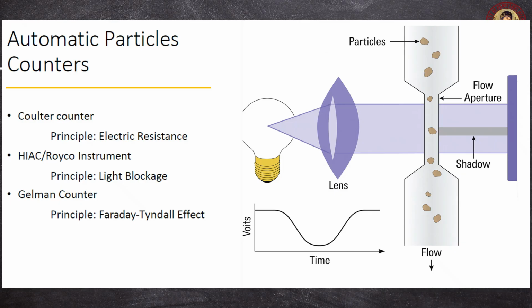Automatic particle counters. These instruments make particle size measurement faster, more accurate, and less prone to human error. Perfect for today's high-tech pharmaceutical labs. There are three main types.